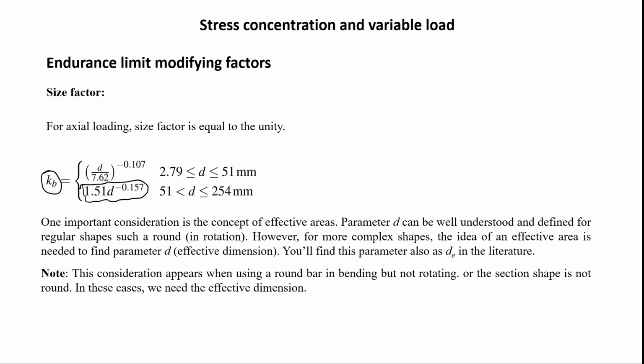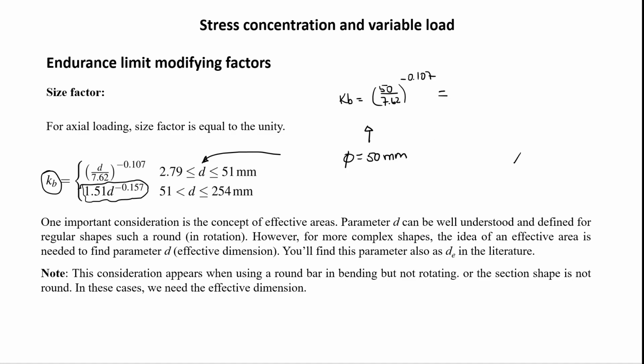If I try to make a simple calculation, let me try to do it right now. If I take, for example, a diameter of 50 millimeters, which means that this falls in this category here. And I apply that formula over there, and I say, well, you know what? The size factor or modifying factor due to size for the endurance is going to be, in this case, KB equal to 50 millimeters divided by 7.62, and that's going to be to the power of minus 0.107. Let me see how much this results in.